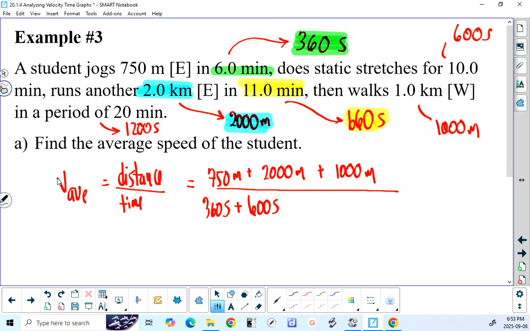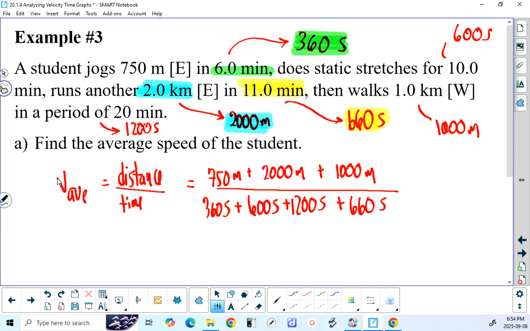And then we have another 1,200 seconds. And then we have another 660 seconds. So once again, a lot of numbers. I'm just going to go through this whole thing word and number by number to make sure I got them all. 750 meters, no meters for the static stretches, 2,000 meters, 1,000 meters, and then we have 360 seconds, 600 seconds, 660 seconds, and 1,200 seconds.